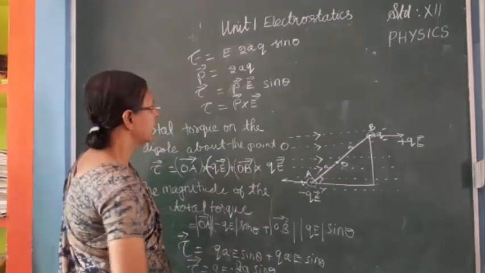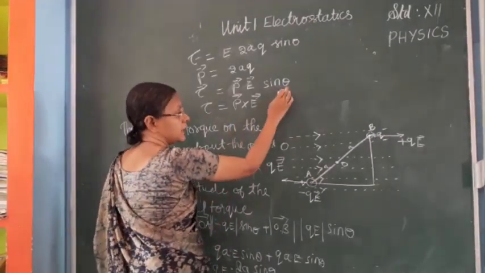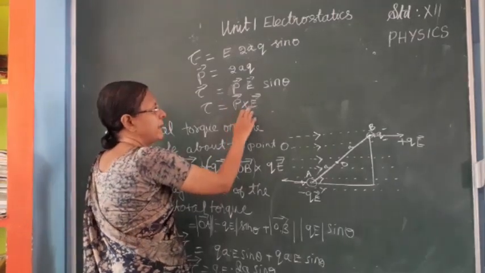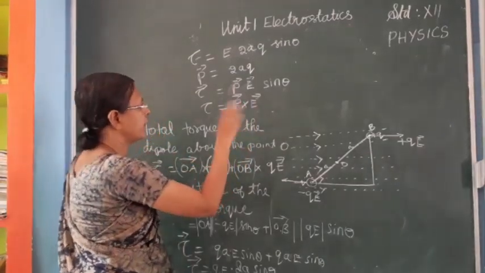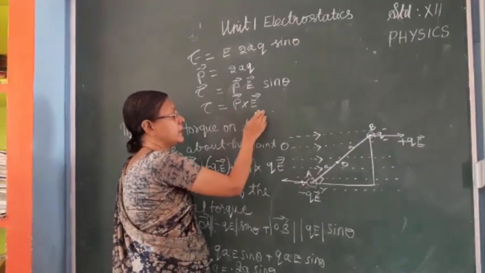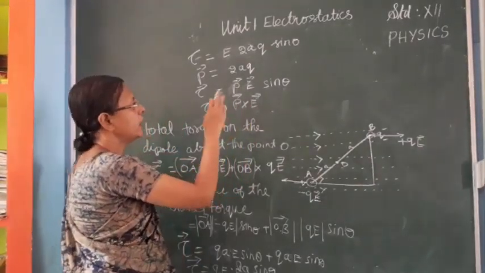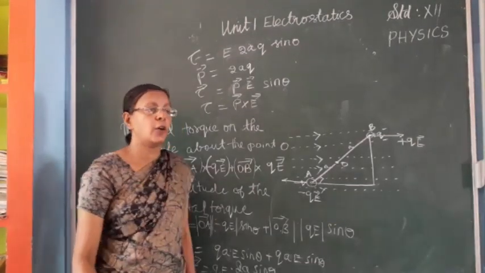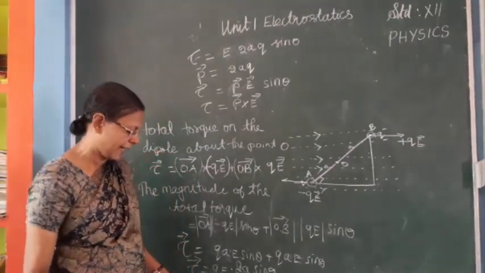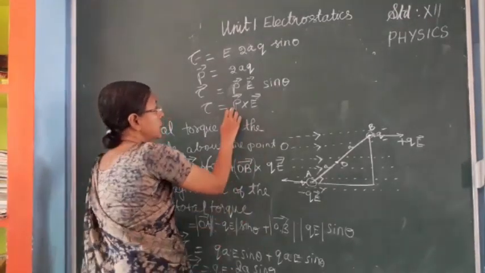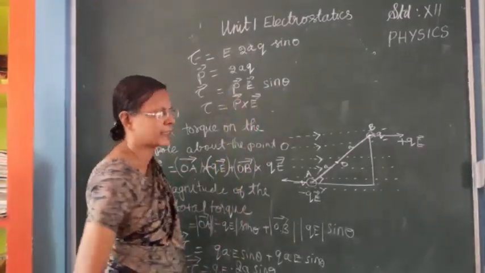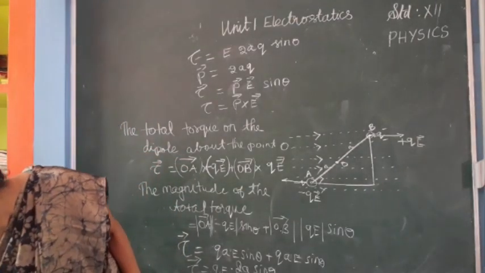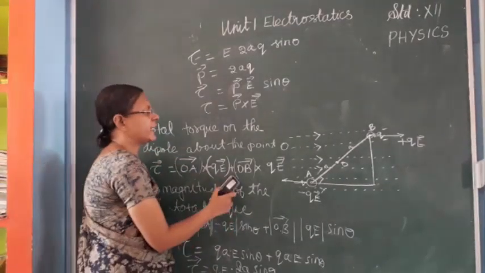This angle theta is the angle between the dipole moment P and the electric field E. If theta is 90 degrees, the torque is maximum. Understood now?